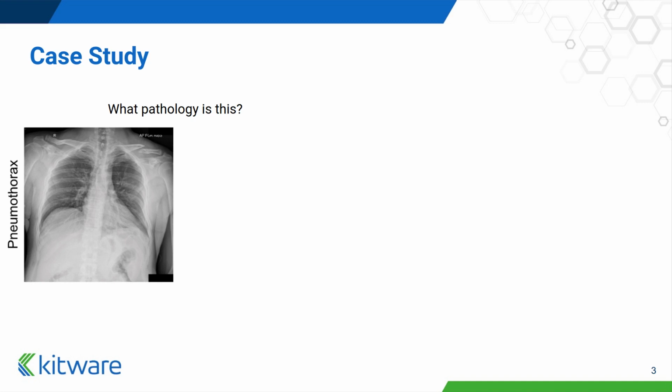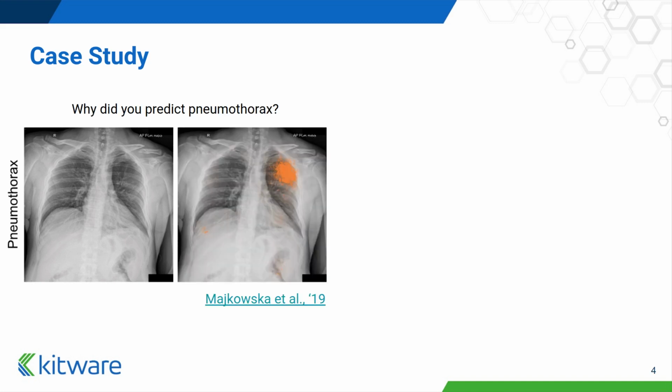However, oftentimes it is also useful to know why the model predicted pneumothorax. This is where explainable AI comes in. We can use saliency maps, which are a form of visual explanation that reveal parts of the input image the model paid attention to when arriving at its prediction. Here, the saliency map shows that the model focused on this lung region.